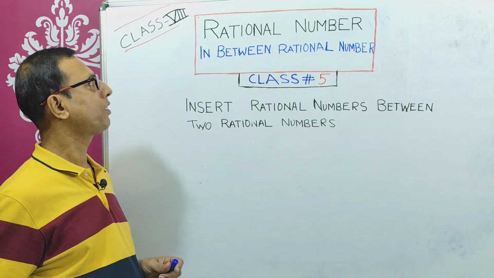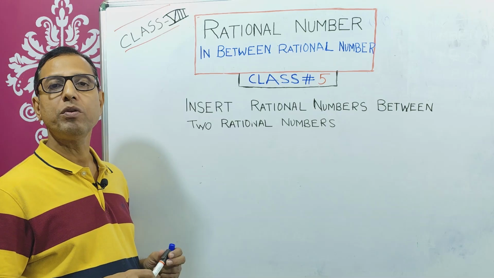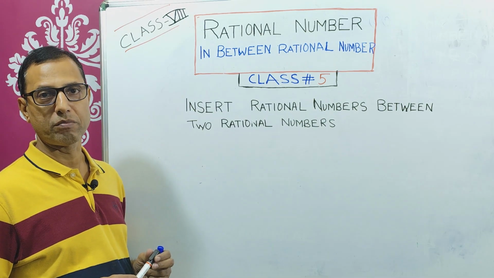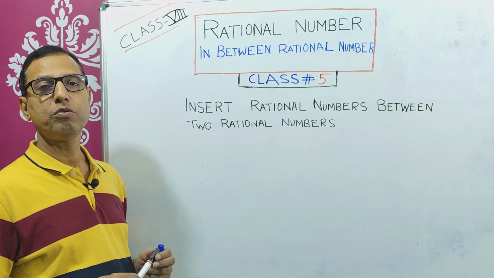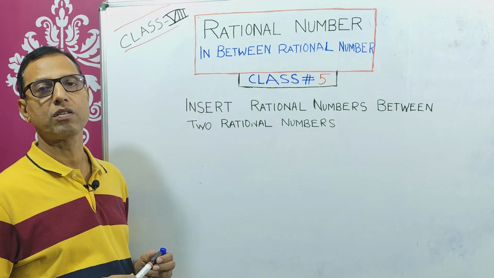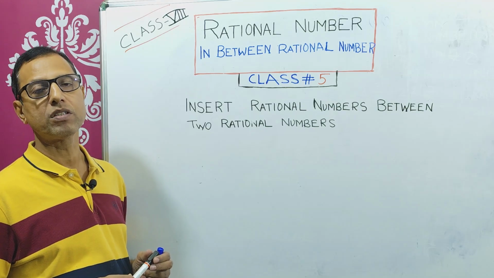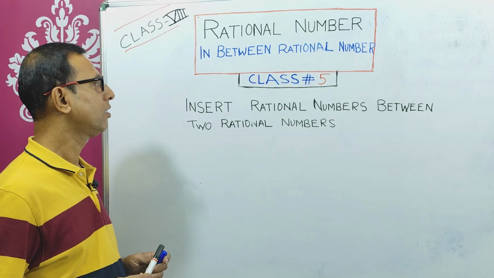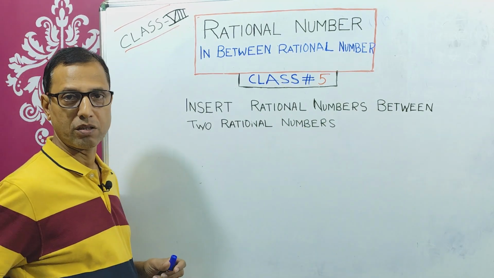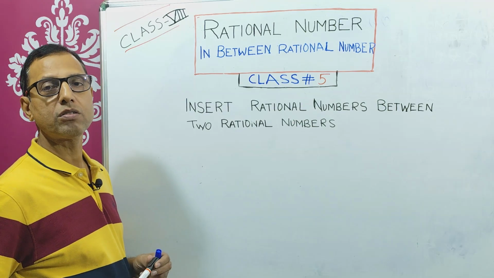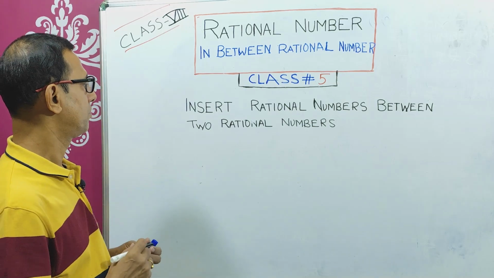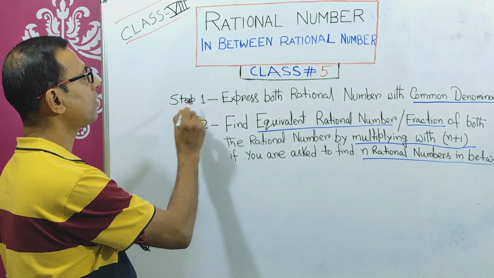What is the topic today? Given two rational numbers, you need to find multiple rational numbers in between. If two rational numbers are given, you may be asked to find 1, 2, 3, whatever it is, that many rational numbers in between. So how to do that? Insert rational numbers between two given rational numbers. There is a trick about it. Let's see, what are the steps?